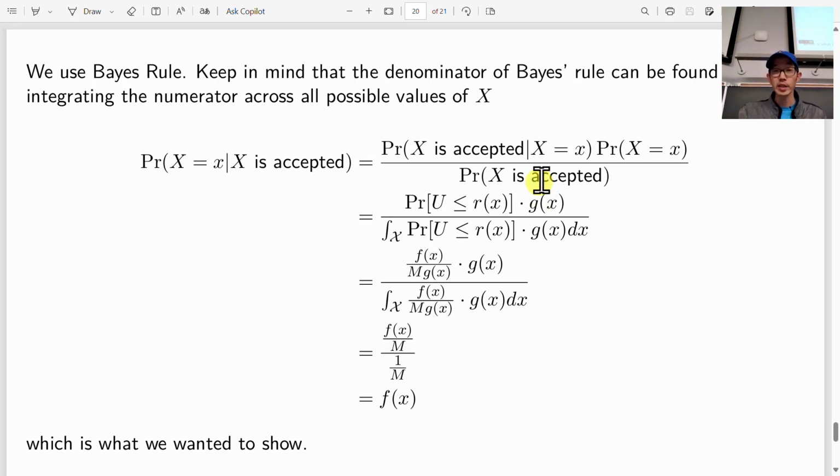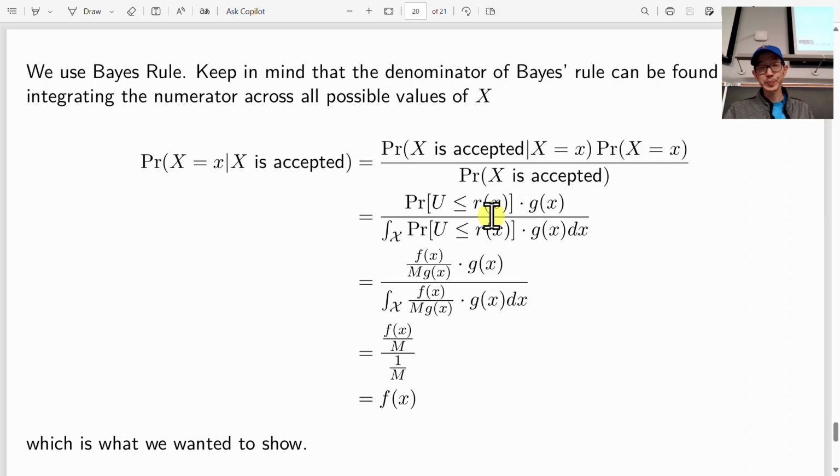Okay, and then the probability that we're going to accept it is going to be the probability that u is less than our acceptance ratio, which is r. The probability that u is less than our acceptance ratio is just going to be the acceptance ratio, because u is between 0 and 1. So we can just write the acceptance ratio, which is calculated by doing f divided by m times g of x. So this part over here is going to be f divided by m times g of x, times g of x over here.